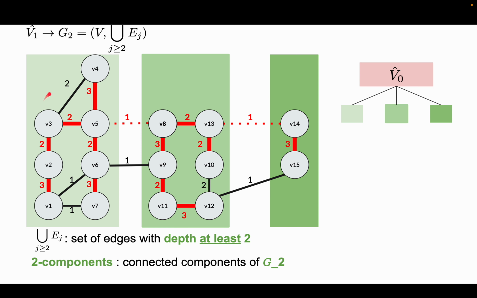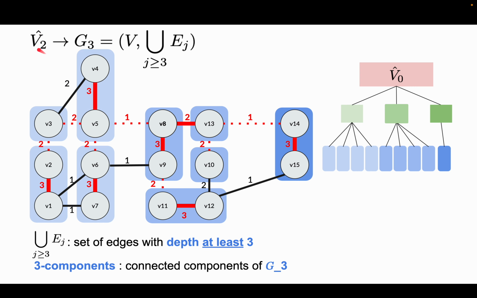So there are 3 connected components in V1 hat. The first one, the second one, and the third one. And within each connected component, the edges highlighted with red are at least with a depth of 2: 3, 2, 2, 3, 2, 3, 2, 3, 2, 2, 3, and 3. Similarly, we can define V2 hat, which corresponds to all the connected components in G3. And G3 means the vertices plus the edges with a depth at least 3. So we can see that within the connected components, all the red edges have a depth at least 3.